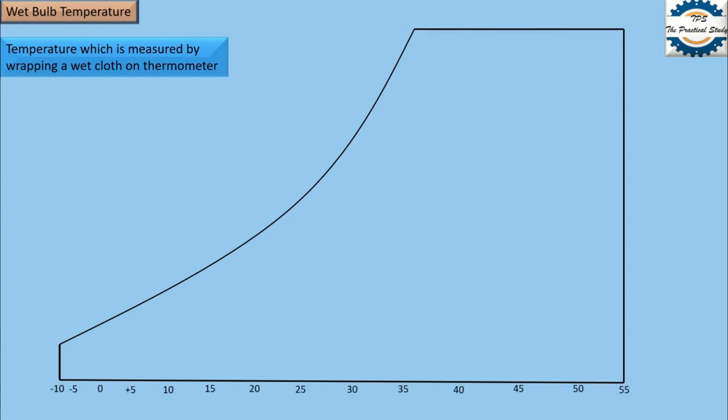This was the scale of dry bulb temperature. These are the lines of wet bulb temperature, and here is its scale. So wet bulb temperature lines are inclined lines at around an angle of 25 to 30 degrees. These lines show the wet bulb temperature lines, and this scale shows the wet bulb measurement scale.